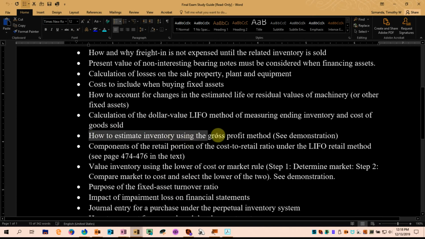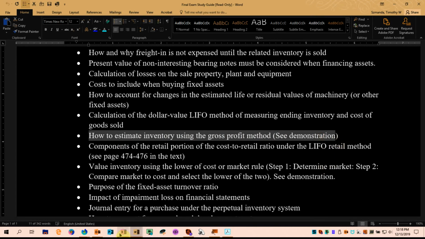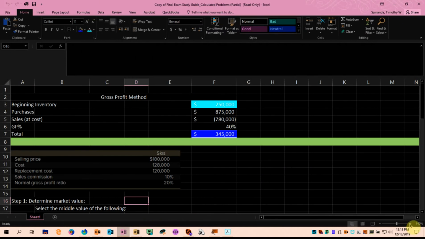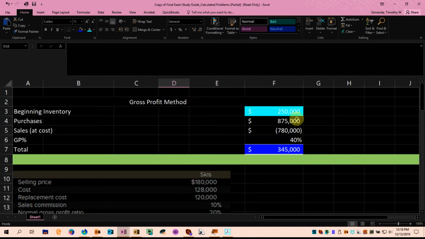Know how to estimate inventory using the gross profit method. So I have a demonstration for you to refresh your memory on that calculation. And in this case, we have beginning inventory of $250,000, and I changed that value from the exam. We had purchases of $875, and we had sales at cost.